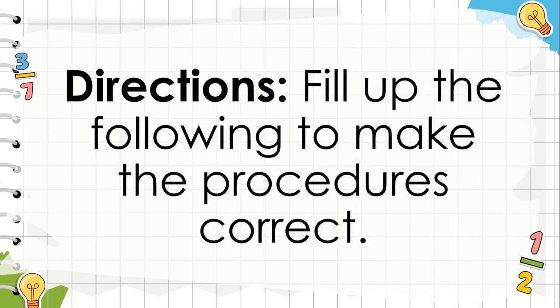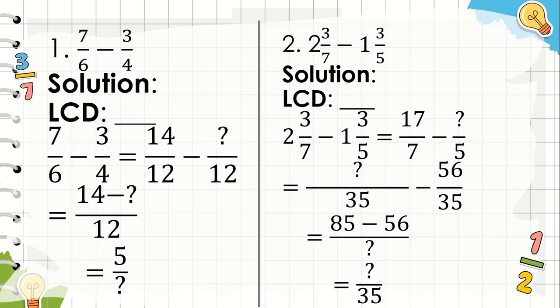Fill up the following to make the procedures correct. For number 1, 7/6 minus 3/4. Number 2, 2 and 3/7 minus 1 and 3/5.